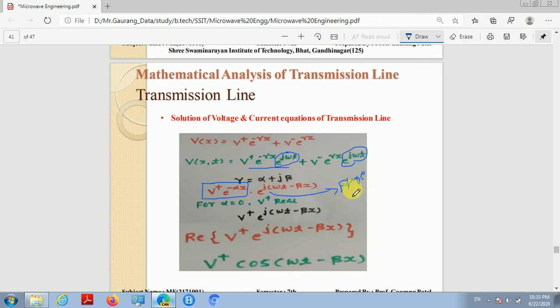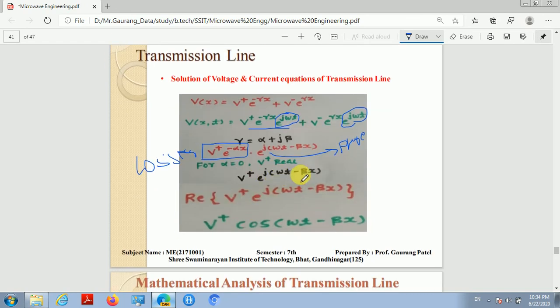And for alpha is equal to 0, what is alpha? That is basically the attenuation constant. So for alpha is equal to 0, if I consider a lossless transmission line, in that case, if the V plus is real, then I will get V plus e raised to 0 e raised to j omega t minus beta x. And if I take the real part of this, the real part will be V plus cos omega t minus beta x.